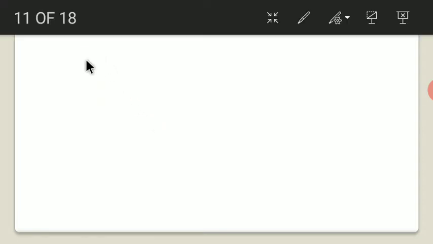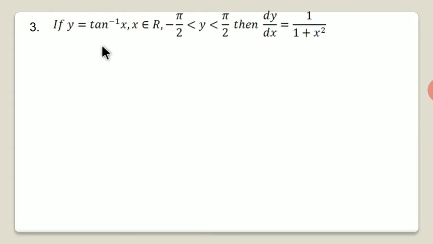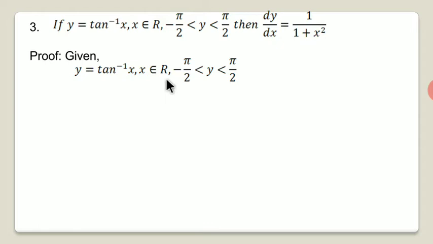Now see the third function. If y is equal to tan inverse of x, x belongs to real numbers, minus pi by 2 less than y less than pi by 2, then dy by dx is equal to 1 upon 1 plus x square. We have given here y is equal to tan inverse x, x belongs to R, and y belongs to the open interval minus pi by 2 to pi by 2. So the proof: given y is equal to tan inverse x, x belongs to R, minus pi by 2 less than y less than pi by 2.